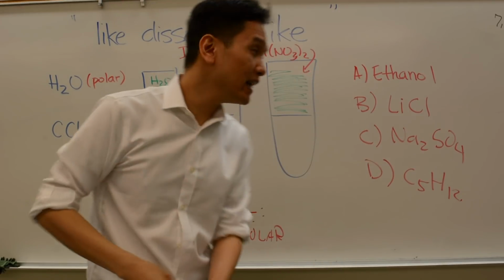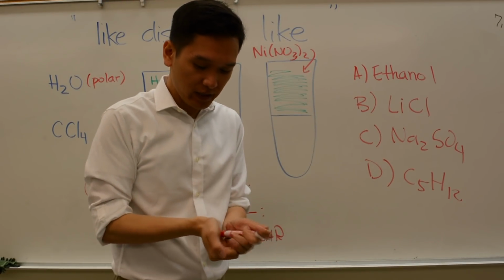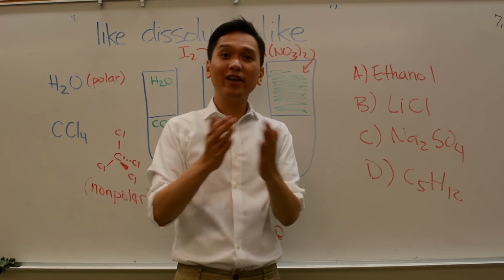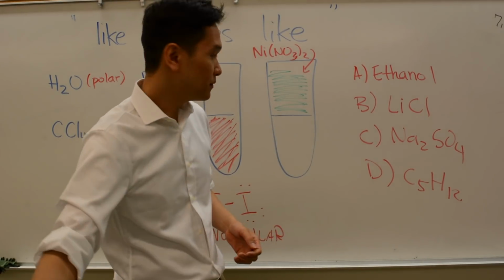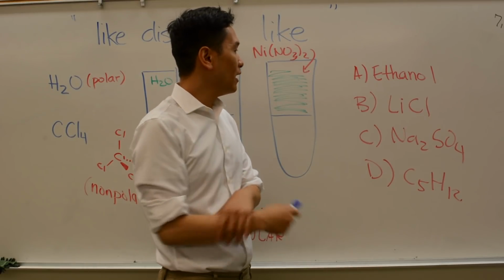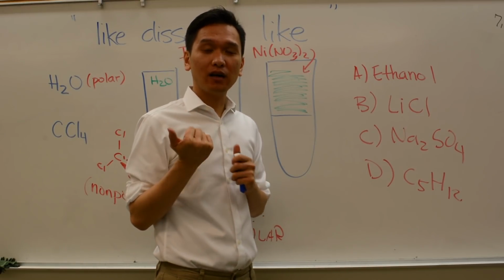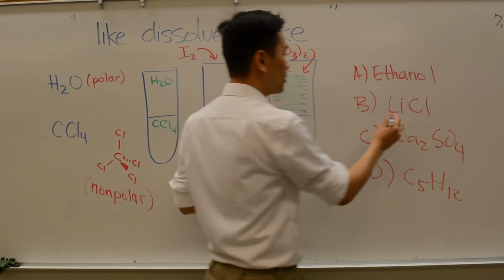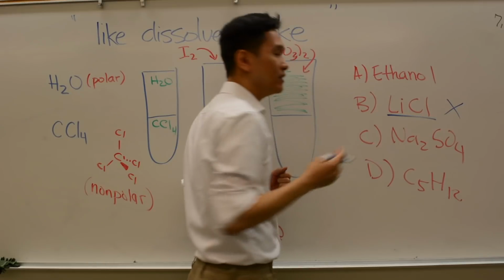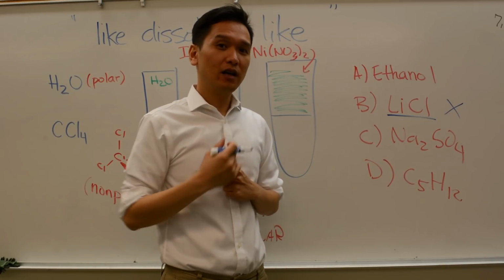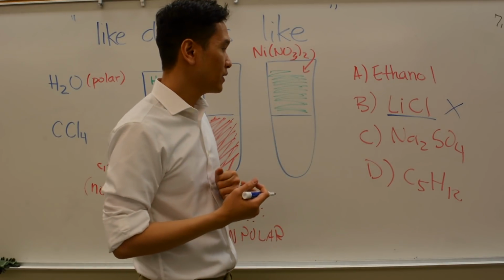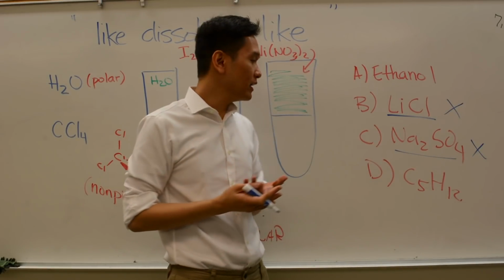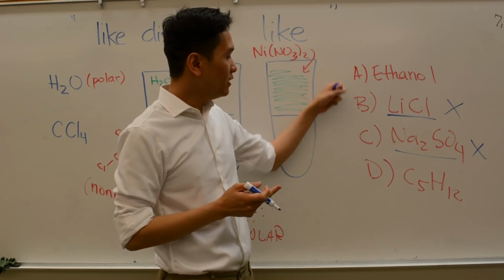So how would you analyze this without really knowing other information? What can we kick off first? Remember, we want to look for a non-polar molecule, right? So let's kick out some obvious choices. Number one obvious choice is ionic. Which one of these are ionic? Lithium chloride, that's ionic, right? So if it's ionic, it wants to be dissolved in a polar solvent, not non-polar. Another one that's ionic is sodium sulfate. So both of these are knocked out already. You have two left, ethanol and pentane.